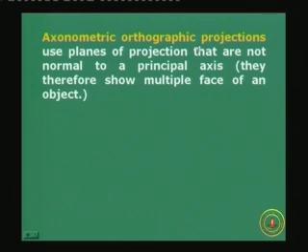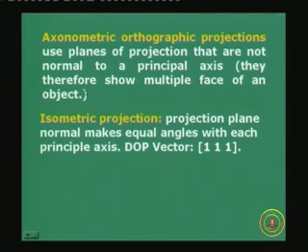So the normal to the projection plane is not aligned with any of the three principal axes x, y or z. It is not aligned with the direction or the normal of the principal axis, and therefore you should be able to see multiple faces of the object using an axonometric projection. What is the special case of axonometric?